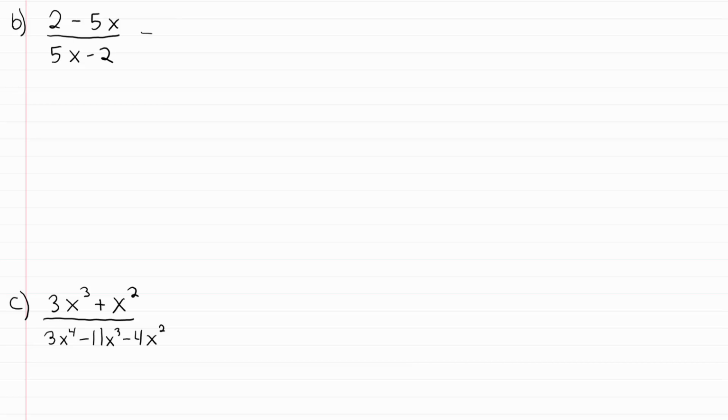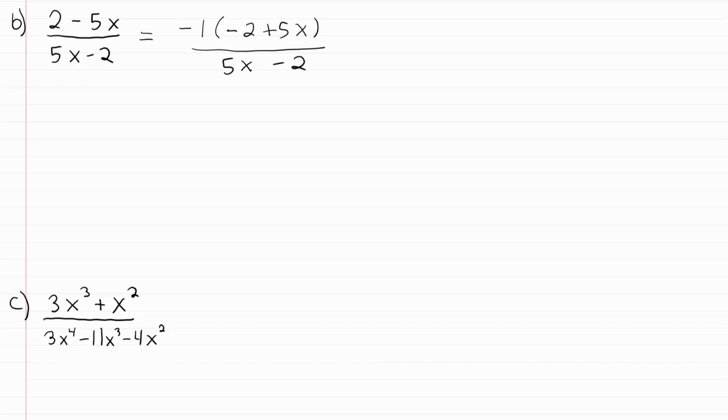So the standard trick that most people are taught is to factor out a negative 1 from the top to change the signs. Remember, factoring is just dividing, so we can actually divide each term by negative 1 in the top of the fraction to change the signs of that numerator. So I'll have negative 1 divided into positive 2, which will give me negative 2. And negative 1 divided into negative 5x will give you positive 5x. Then the denominator will be 5x minus 2.